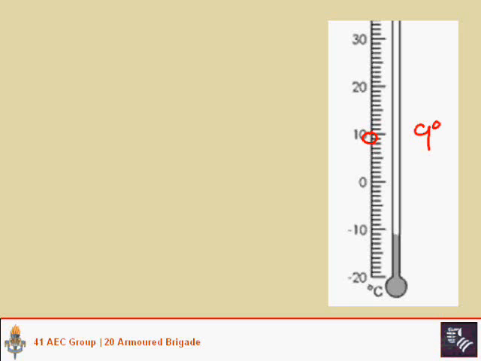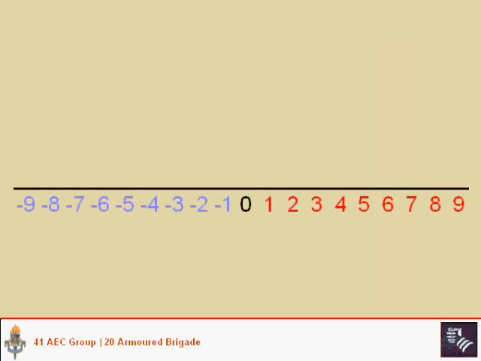The greater the positive number, the warmer the weather. As the negative number increases in size away from 0, the temperature becomes colder. Our number line can help us to add and subtract positive and negative numbers when calculating differences in temperature.